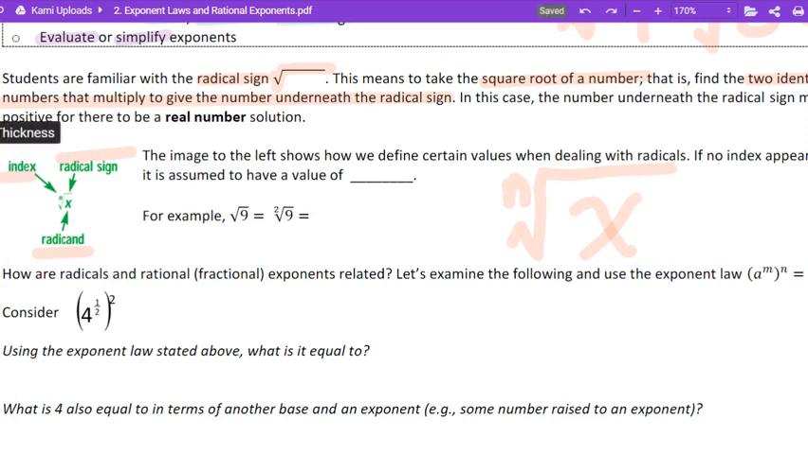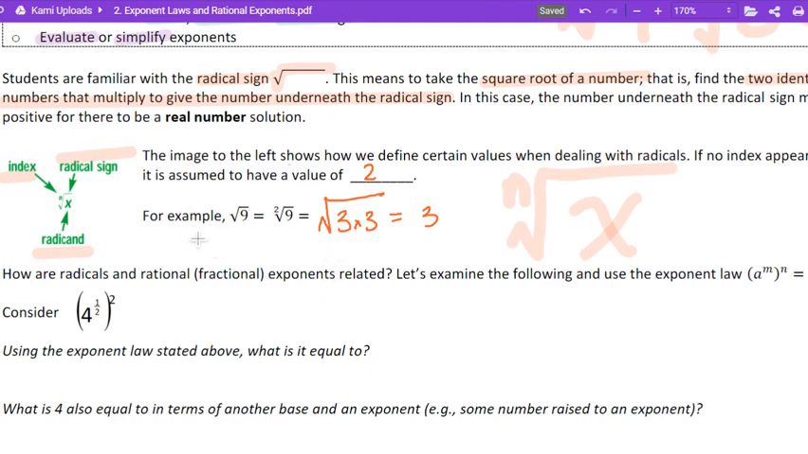Now, when there is no index mentioned, that actually assumes that the value of the index is a 2. So what we mean is, if we just write square root of 9, that actually means that the index is 2. And what that tells us is that there are two numbers that multiply to give you the radicand.